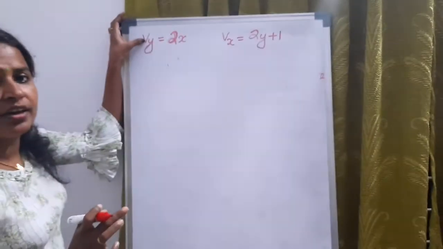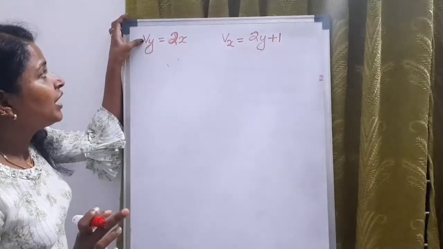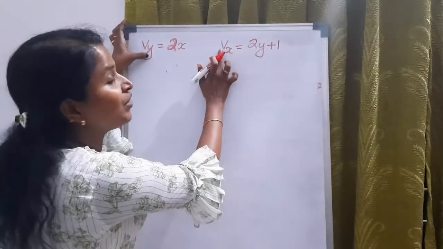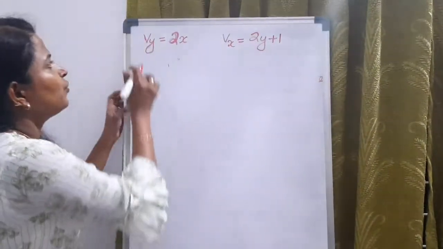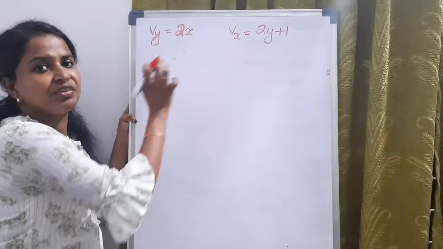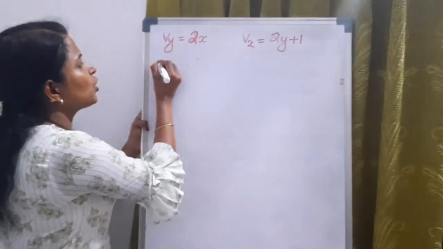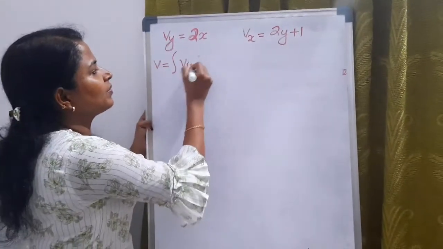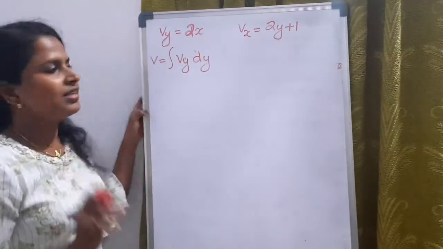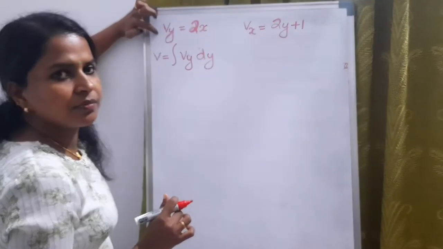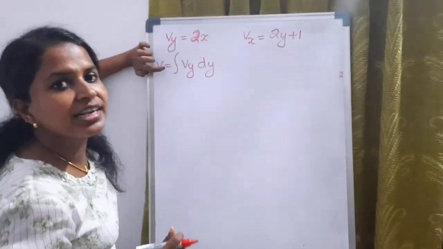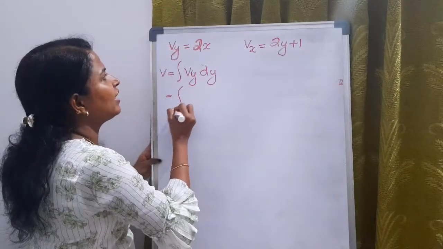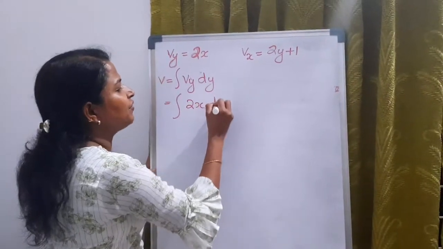Here vy, what is vy? Derivative of v with respect to y. Here derivative of v with respect to x. From this vy and vx we get v. So v equal to integrate vy with respect to y. That is, integrate this term with respect to y, we get v. That is integral 2x dy.